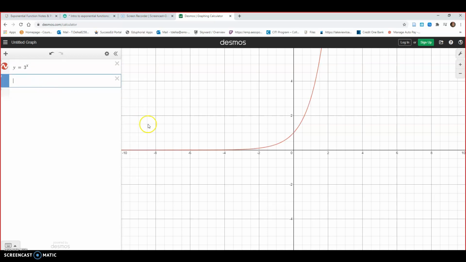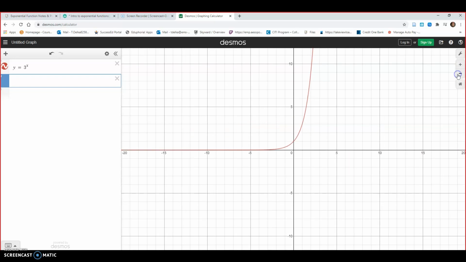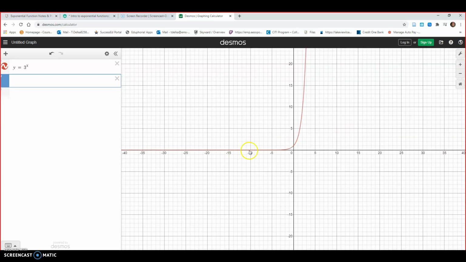Okay, and so this is what that graph looks like, and I need y'all to be aware of what exponential graphs do look like. I'm going to zoom out just a little bit so y'all can see it. They curve. They are not linear like a line, like we learned the last 6 weeks for linear graphs.